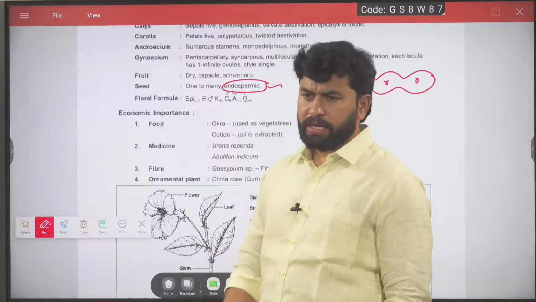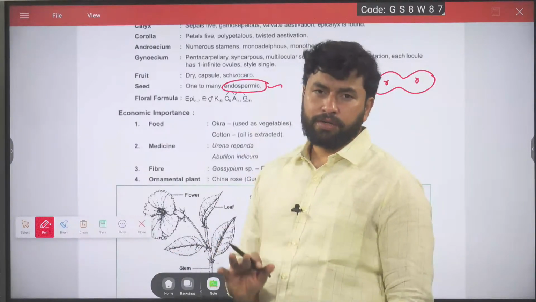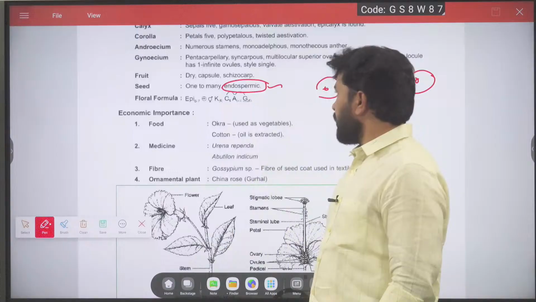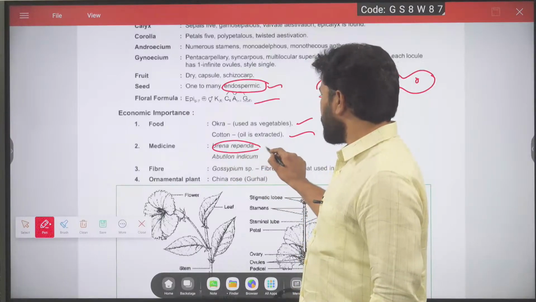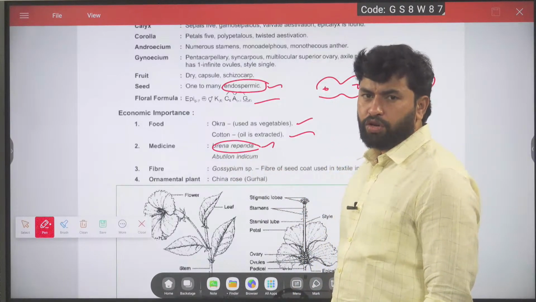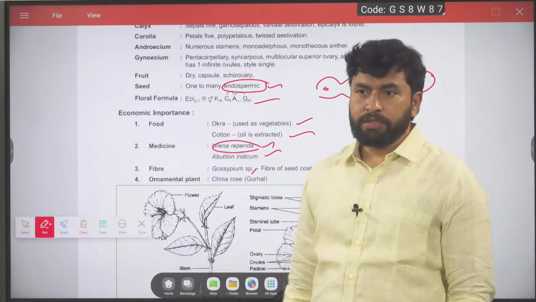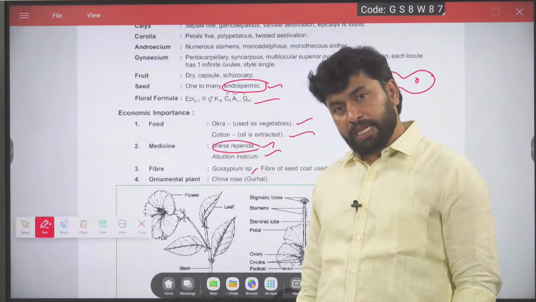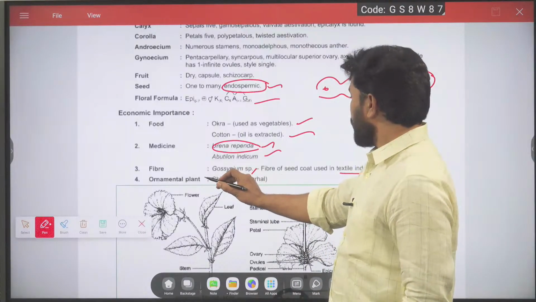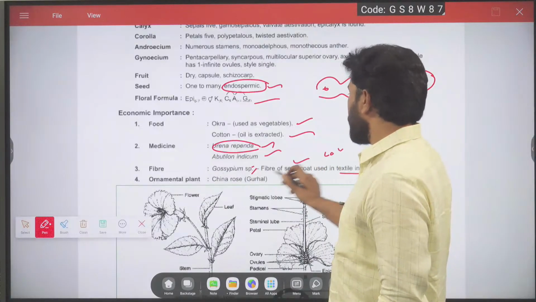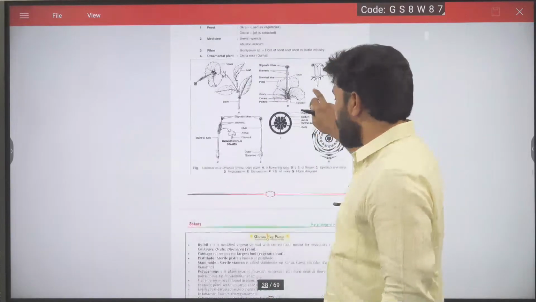This is a second family, but actually for Malvaceae members, this you will never be asked, whether Malvaceae will have endospermic or non-endospermic seeds. Floral formula. Plants: okra, cotton, Urena, Abutilon indicum, once upon a time used as a medicine for dog bites. Fibers: Gossypium. Remember, sunhemp fibers are extracted from the family Fabaceae. Gossypium is another plant from where we extract fibers. Gossypium, that's called cotton. Ornamental plant, China rose. These are the plants we need to talk about in the family Malvaceae.